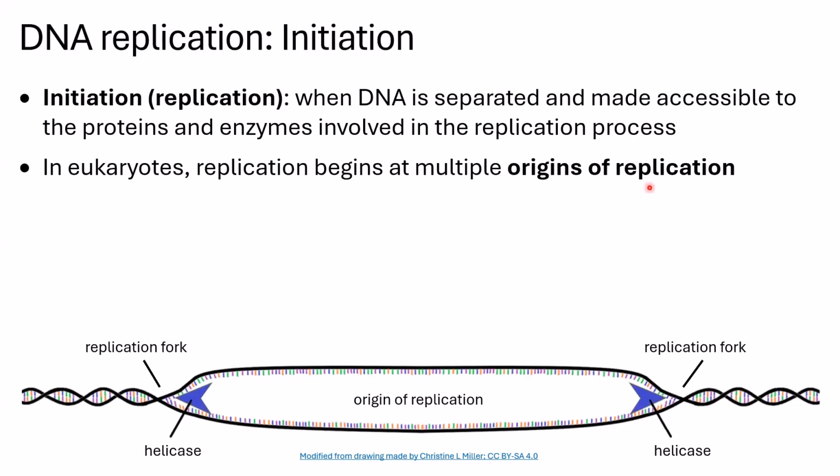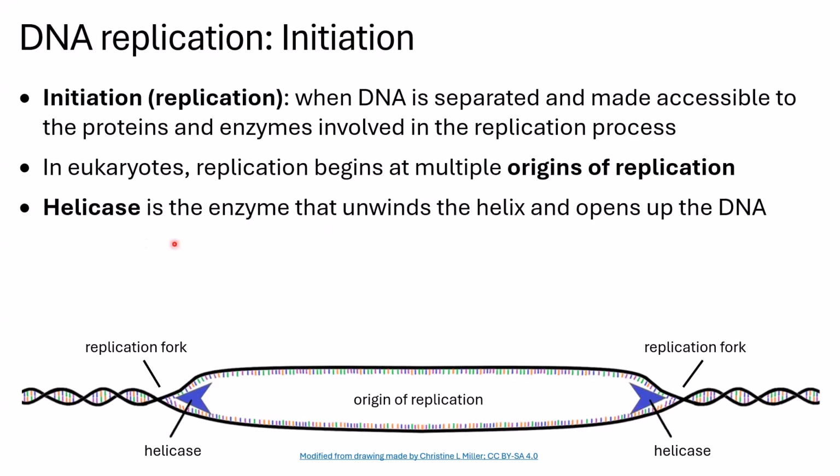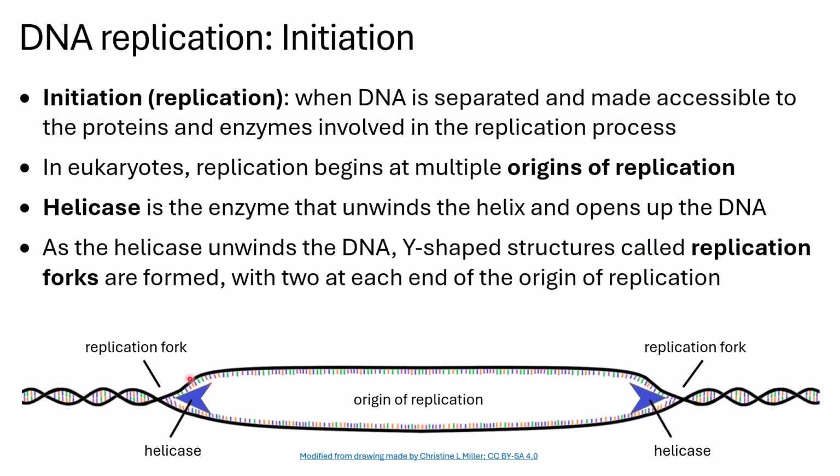The enzyme helicase is responsible for unwinding the double helix and opening up the DNA. Think helix, helicase. As a helicase unwinds the DNA, Y-shaped structures are formed. These are called the replication forks, and there are two at each end of the origin of replication. Like in prokaryotes, replication occurs bidirectionally.